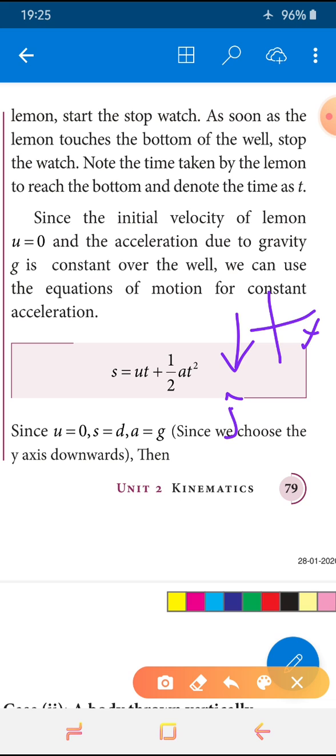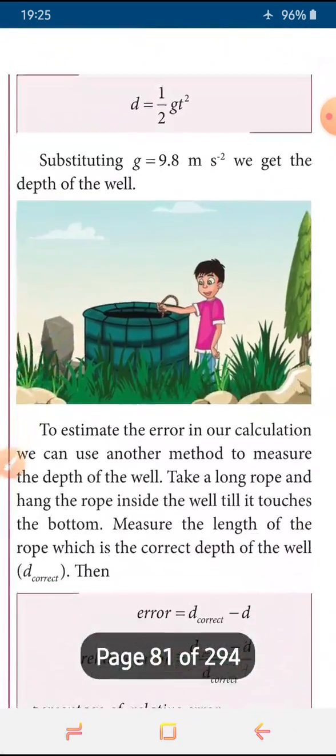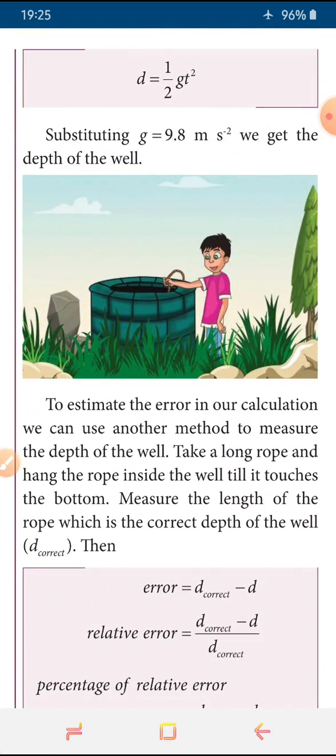Usually if this is x and this is y, then this is minus y and this is minus x. The object is moving along the minus y, but even so we are taking it as plus. The exception is given. And see here in this derivation, from the previous equation, s can be replaced by what?